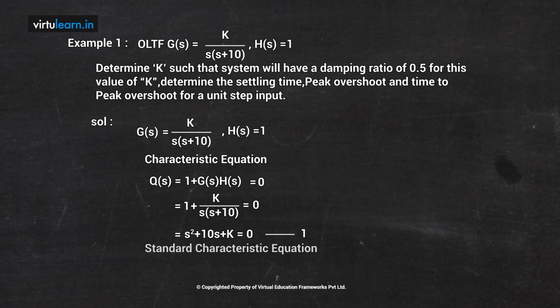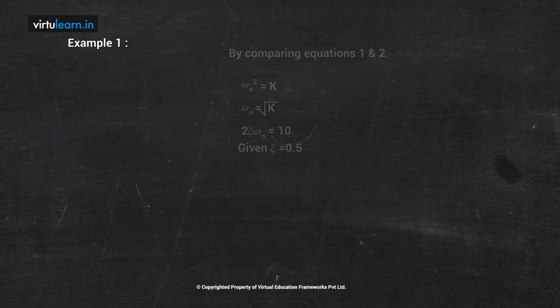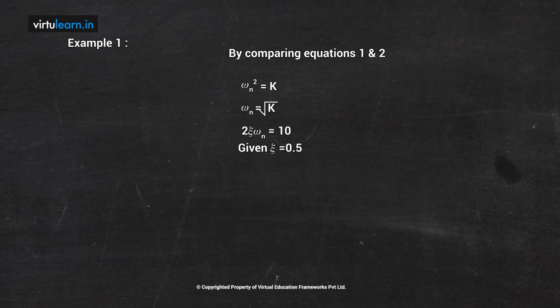What is the standard characteristic equation? We have s square plus 2 zeta omega n s plus omega n square equal to 0. Two equations are there. By comparing, you can find out the required things. Now how can you compare? Let us compare with the last term. I have omega n square and in our equation we have K. So K is equal to omega n square. Let us keep this information as it is.